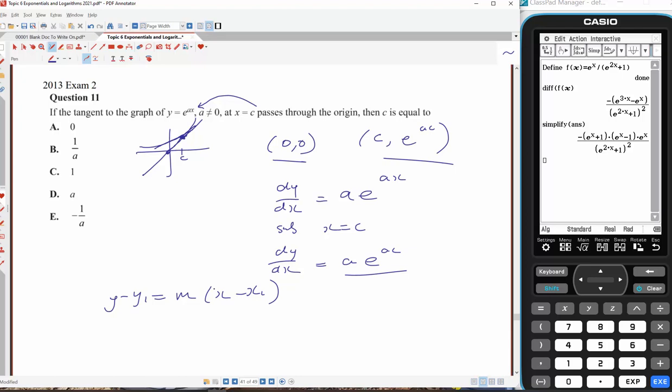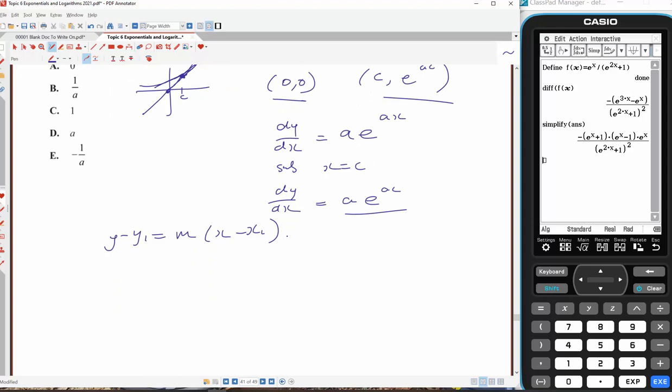Okay. Now what I think will happen is we'll get a whole heap of cancellations once we start subbing this stuff in. Let's just see. So we will go y, so this is e^(ac), take away 0, so it's just, I'm not going to even do it, a e^(ac), and x value is c.